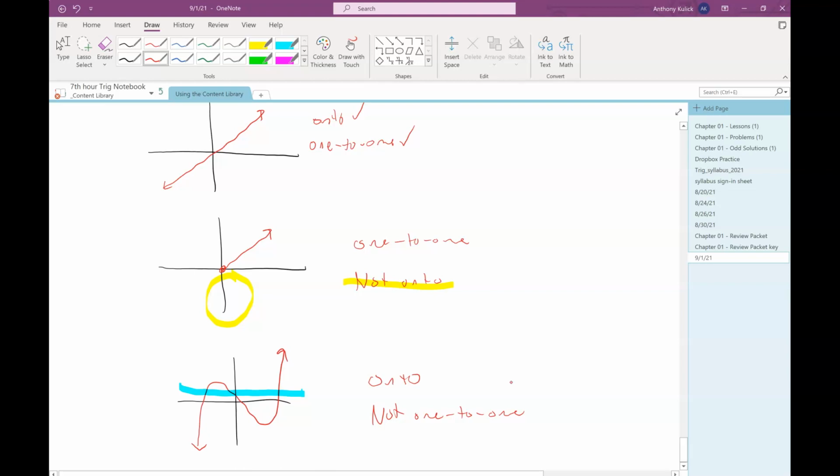Does that feel okay for everybody? That gives us a picture about what this one-to-one and onto-ness is all about. And the graphs are the examples that I would expect you guys to deal with. If I give you the picture, you could say whether it was one-to-one or onto.